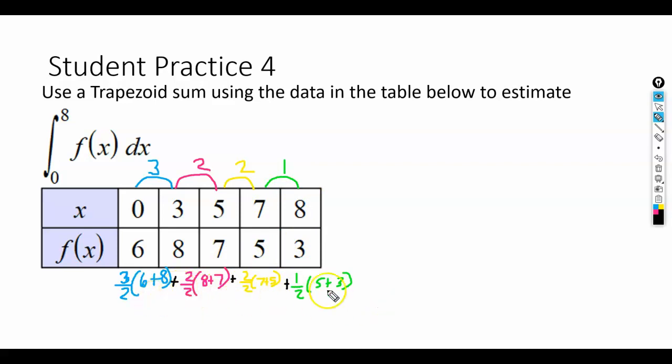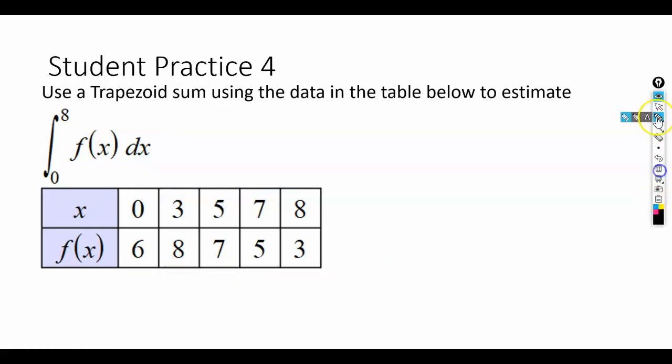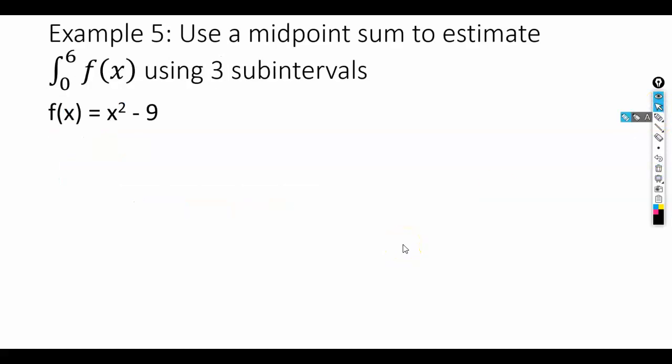And there's all their areas being added together. And that is an estimation of the area under the curve. And we don't need to simplify this. All right, so there we go. Let's move on to example 5.